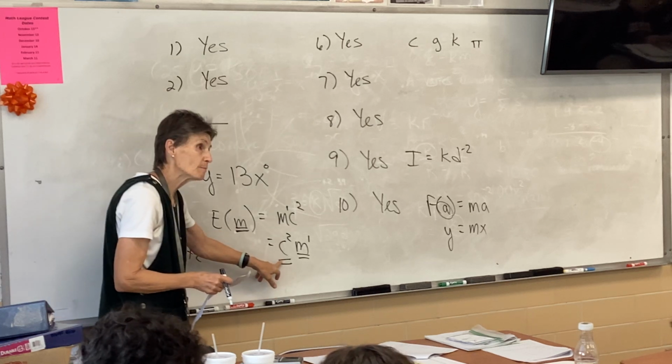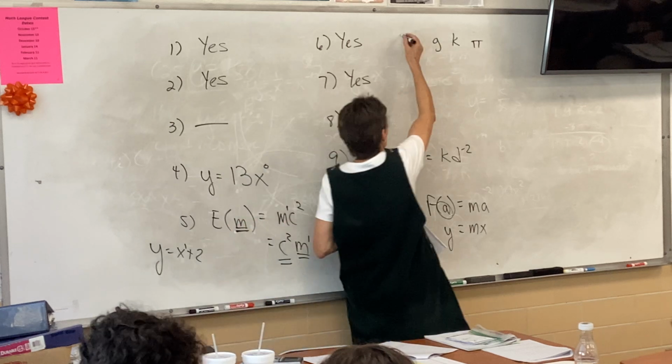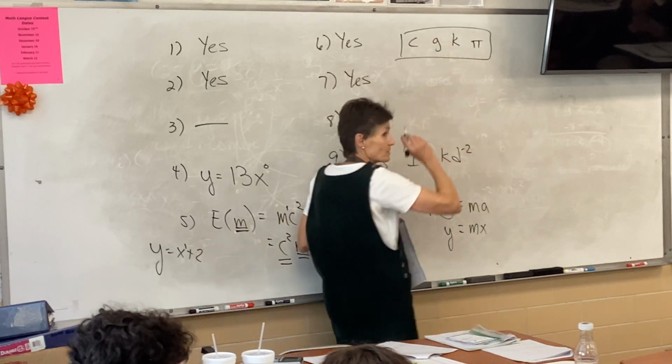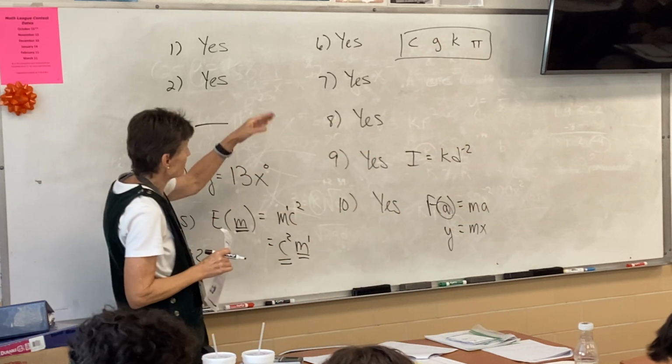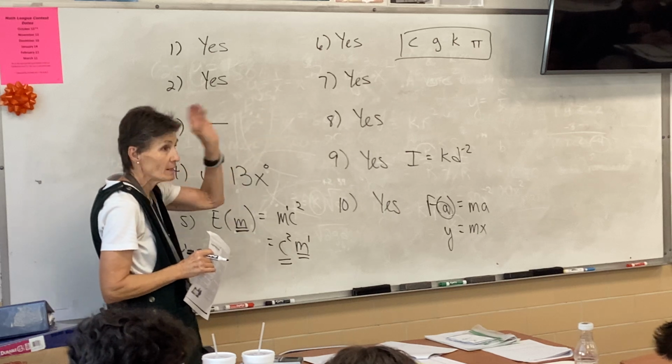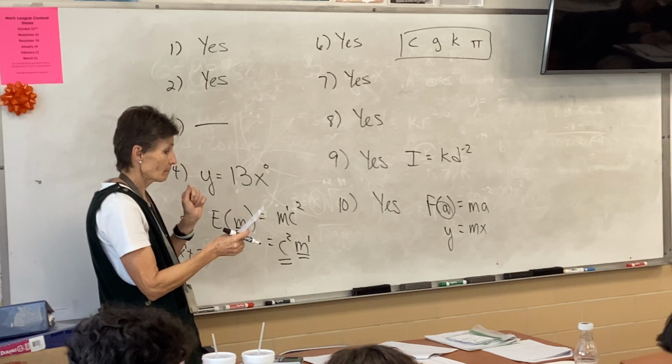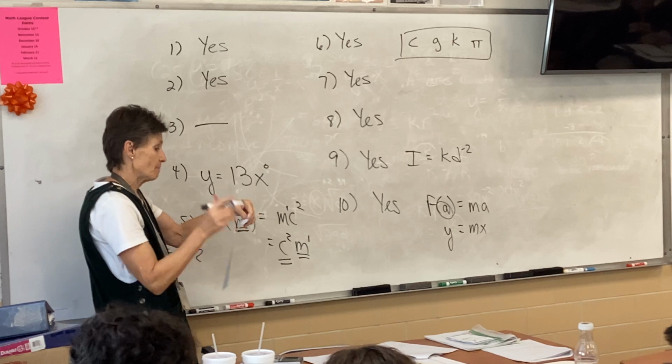What would the negative constant be? C squared. Remember, they told me in the directions, these are numbers, these are constants. So anytime you see C, G, K, or pi, it's a constant. All right, number 6.